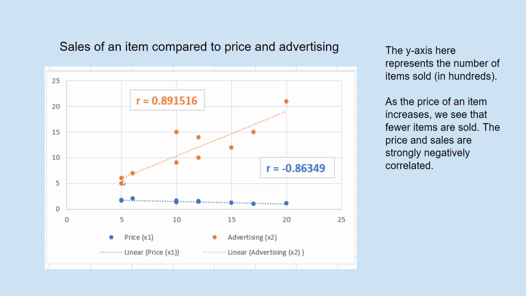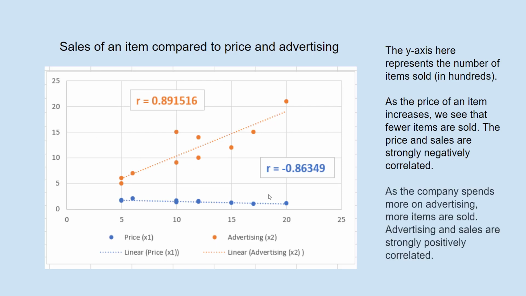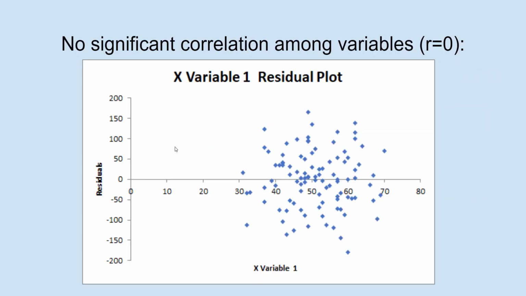As a company spends more in advertising, that's what the orange scatter plot here is representing, we see greater sales, so greater value in sales. This data suggests that those two are positively correlated.